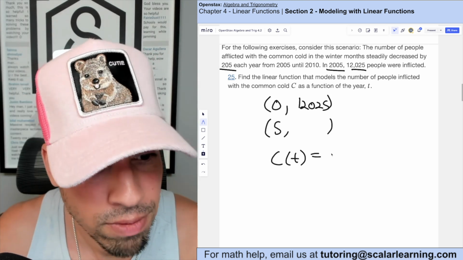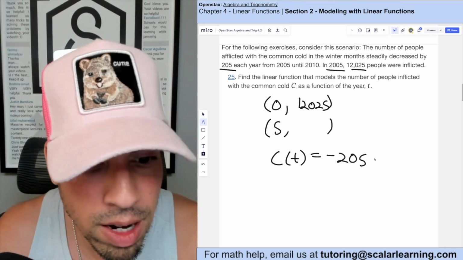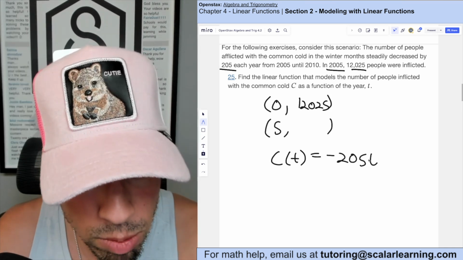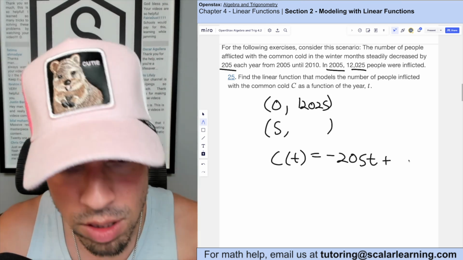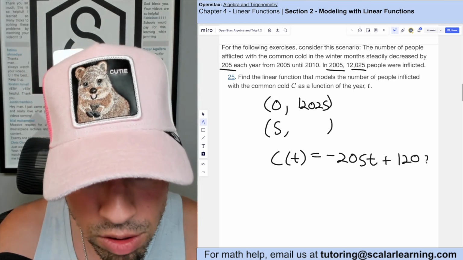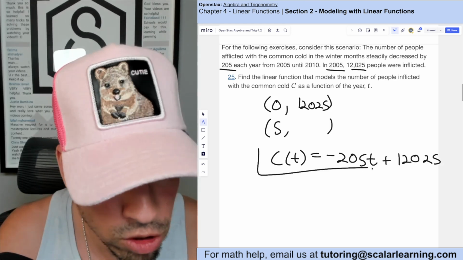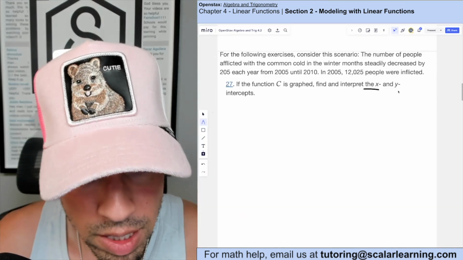So c as a function of t equals that slope, negative 205, times the independent variable, in this case t, plus that y-intercept, the initial value at time 0, which in this case is 2005, is 12,025. And there's your function. Boom, done. For 27, it says find and interpret the x and y intercepts.